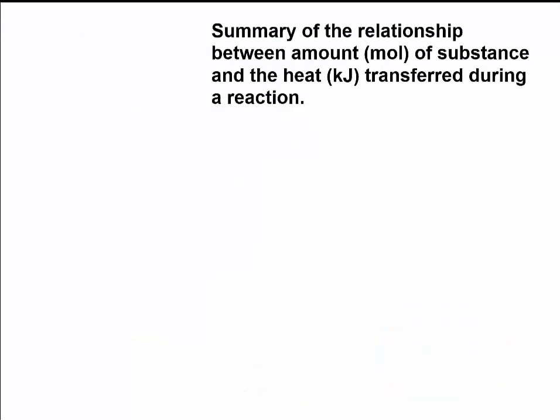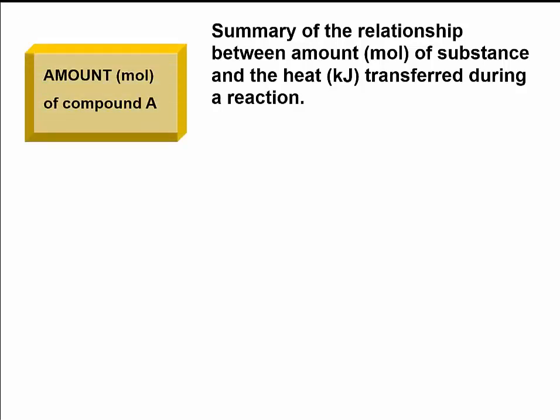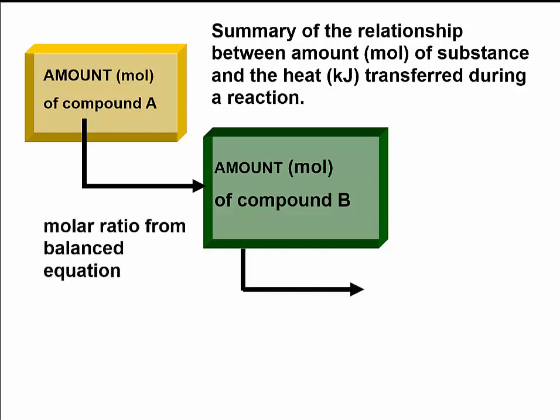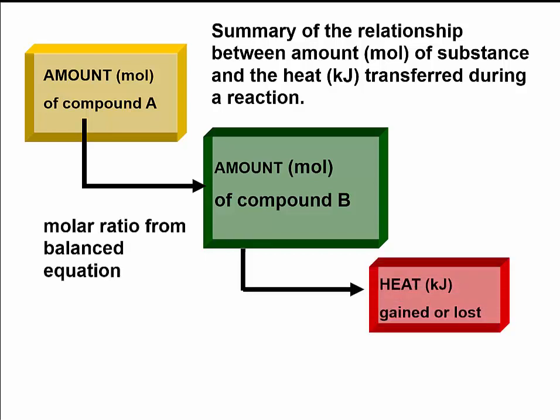So let's get a summary of the relationship between the amount in moles of a substance and the heat in kilojoules transferred during a reaction. So if you've got an amount of compound A in moles, we can figure out the amount of compound B in moles. We're going to get that from our balanced chemical equation. And then we can figure out the amount of heat gained or lost in that reaction using our enthalpy of reaction in terms of kilojoules per mole. So our delta H, you will see that as kilojoules, should usually be in kilojoules per mole because we're oftentimes talking about how much stuff do I have?